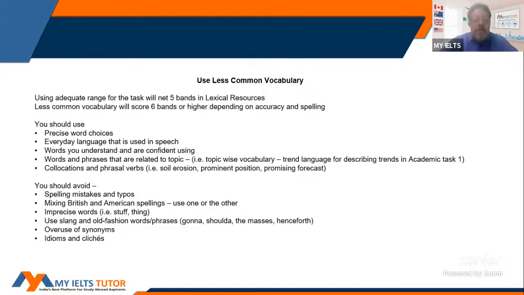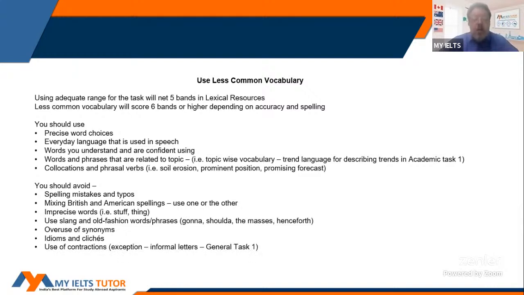And then you want to avoid idioms and cliches. Idioms we use primarily for speech, and cliches are phrases that really don't mean anything. They're so overused. They basically show that you lack original thought, and they no longer have any meaning.